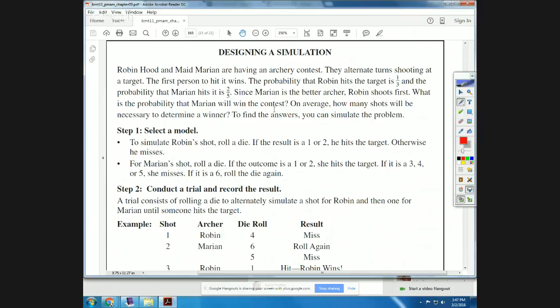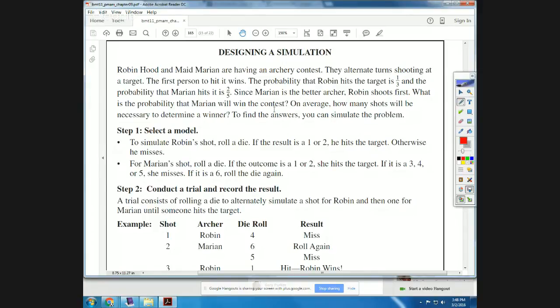That just doesn't seem fair. Well, think about it. What's her chance of hitting? It's 2/5, right? Which part doesn't seem fair? Oh, I'm just saying if she hits the target with 3, 4, 5 she misses, but if he doesn't hit 1 or 2, he's out. So he gets 1 or 2, it's a hit. If he gets 3, 4, 5, or 6, he misses. On Marian, if it's a 1 or a 2, she hits. 3, 4, or 5, she misses. If it's a 6, we make believe we didn't roll and we try again.